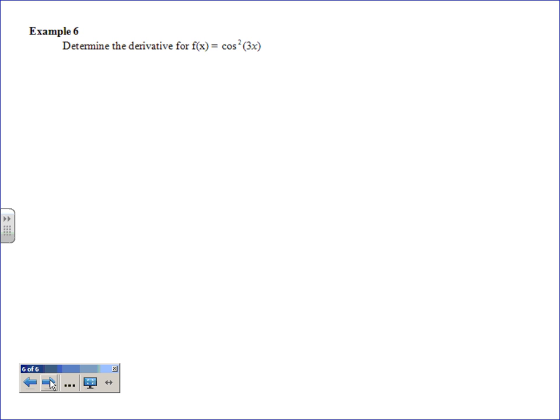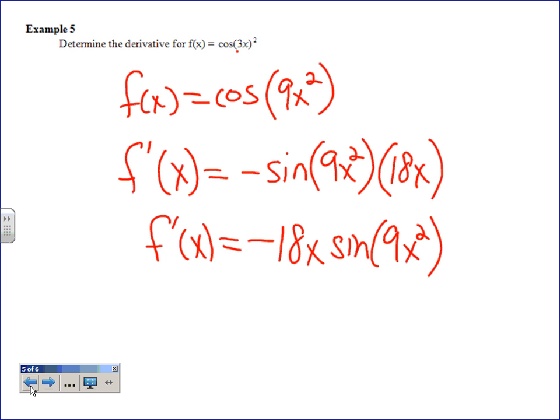Yes? Right here, this middle one? Technically, you can leave it that way unless you feel you're going to get confused and think the 18x is part of the angle. That's one of the main reasons I move it. Or at least show you that you can move it so that you don't think it's part of the angle. Okay.